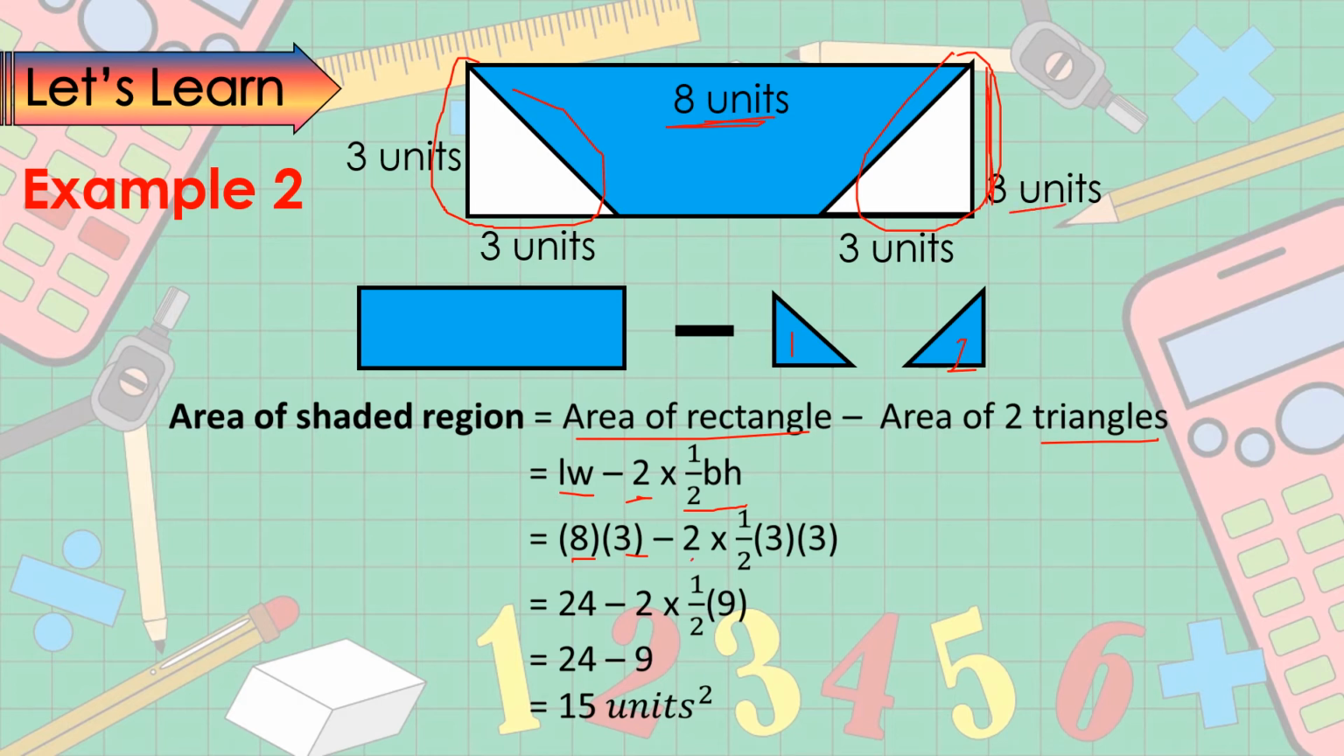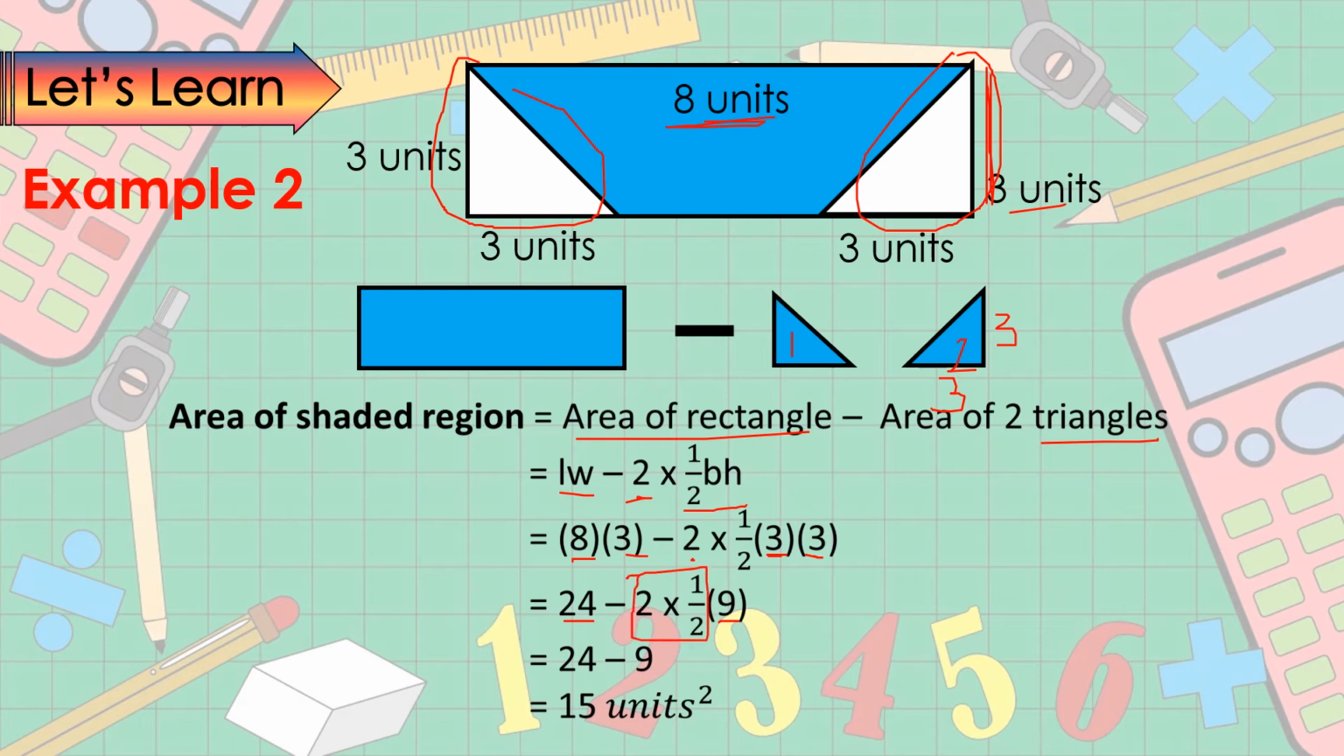Next, minus 2 times 1/2 for the formula of the triangle. 1/2 times 3 times 3, because one triangle has a height of 3 units and a base of 3 units also. So we're going to substitute 3 times 3 here. Next, 3 times 8 or 8 times 3, we have 24 minus 2 times 1/2 times 9, because 3 times 3 is 9. Next, we cannot get the half of 9 since it's not an even number. We are going to solve first this one.